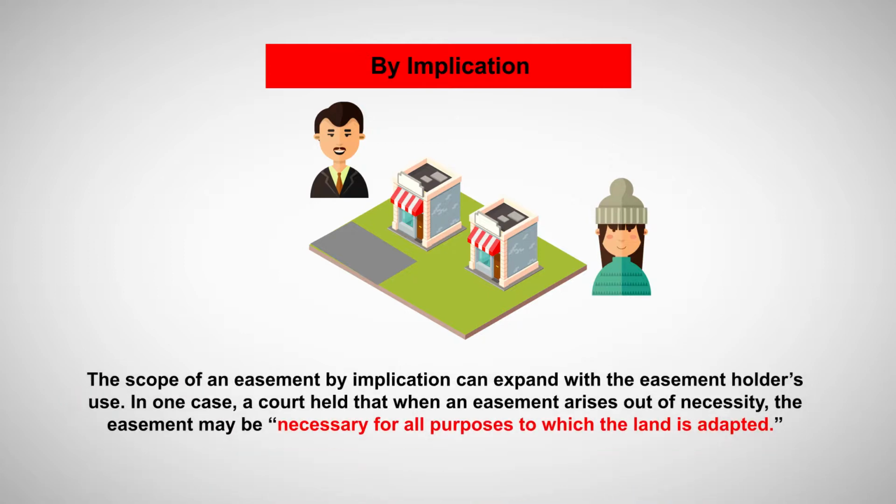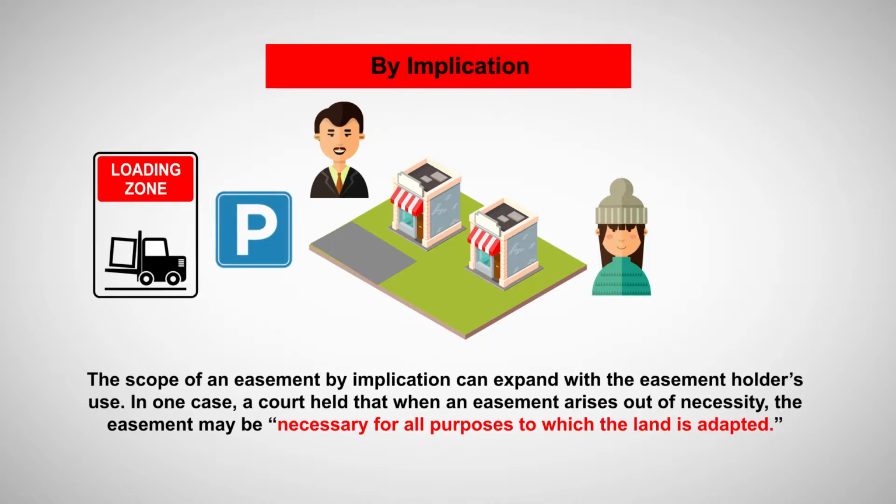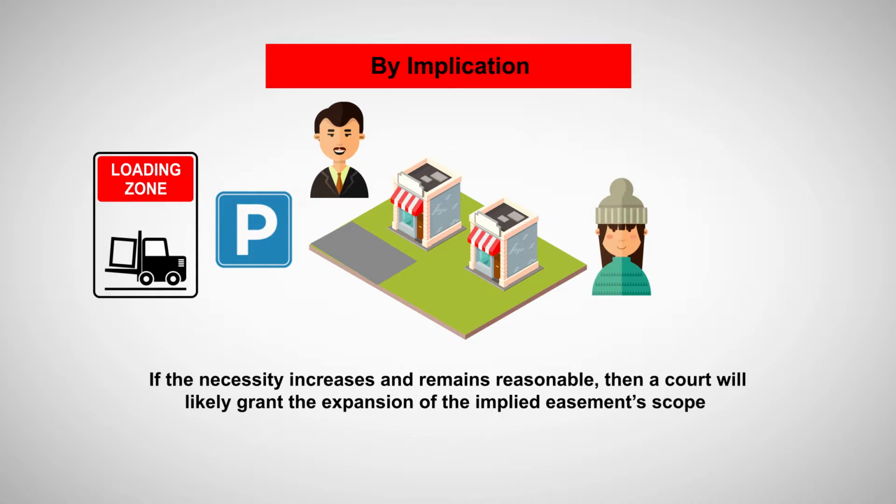The scope of an easement by implication can expand with the easement holder's use. In one case, the court held that when an easement arises out of necessity, the easement may be necessary for all purposes to which the land is adapted. If the necessity increases and remains reasonable, then a court will likely grant the expansion of the implied easement's scope.